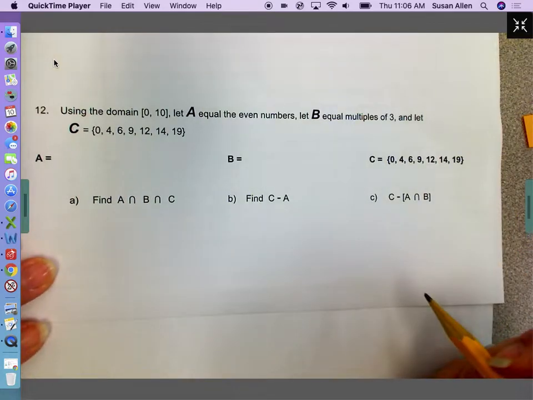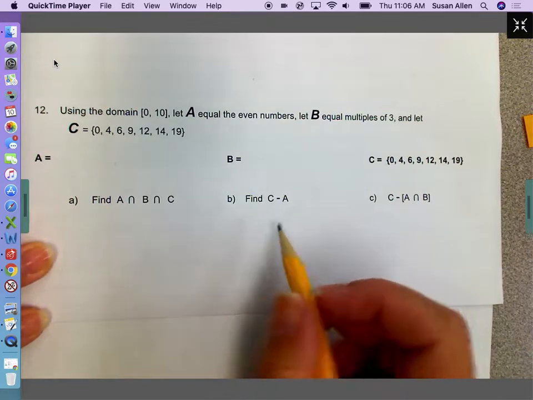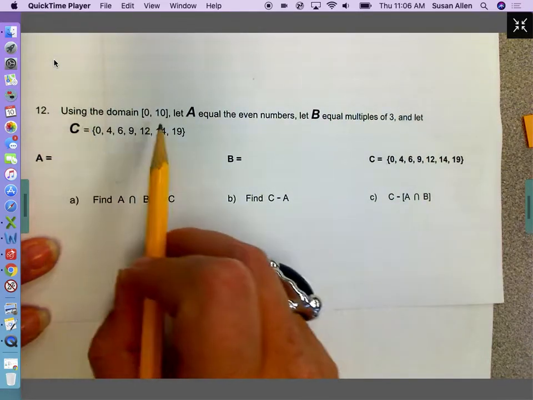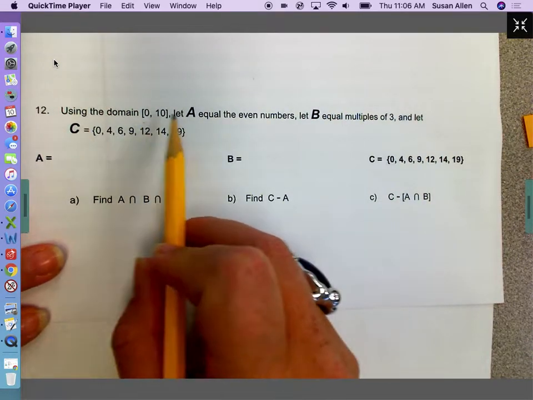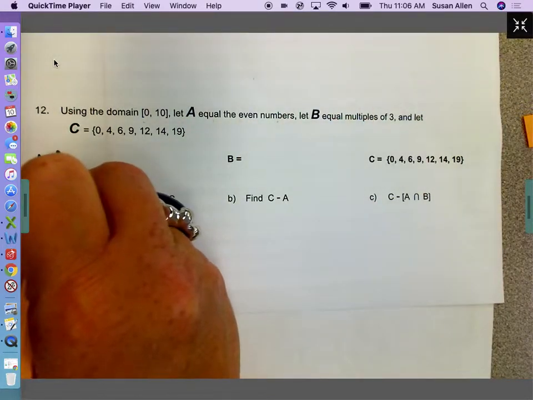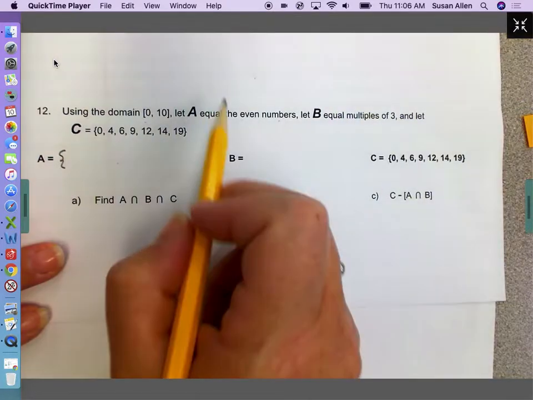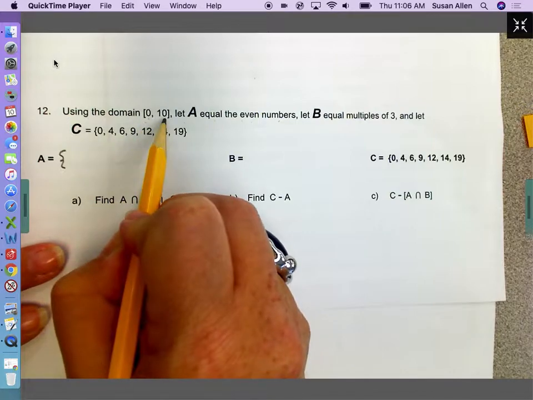I'll be covering problem 12 on the Unit 2 test review key. So it says for number 12, using the domain from 0 to 10, let A equal the even numbers. So your first job is to come over here and where it says A equals, start with the brace and write the set of even numbers contained between 0 and 10.